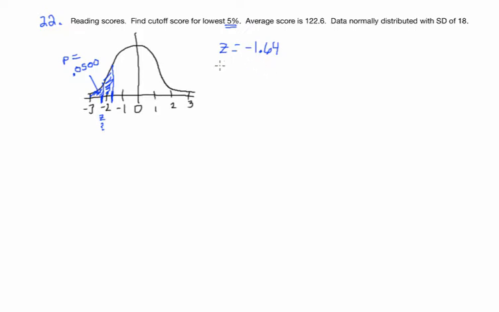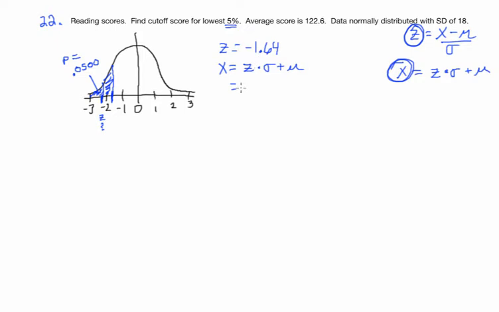Now that I know the z-score, all I have to do is change that back into the data value. We're going to use a different formula to do this. Instead of the normal formula, which takes a data value that you know and turns it into the z-score, we want to know the data value. So we're going to use this formula. It takes the z-score and turns it into a data value.